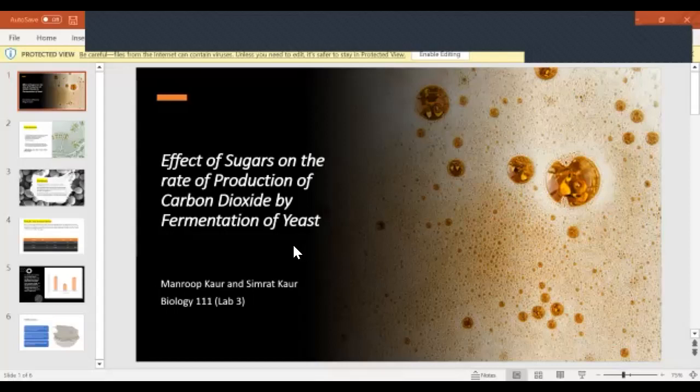Let's move towards our second slide, which is showing the question about our research: what is the effect of different sugars on the rate of anaerobic respiration of yeast, measured by the amount of carbon dioxide produced? Before proceeding further, I just want to ask about this chemical reaction, how glucose reacts with oxygen. My friend Simrat is going to explain a bit of this reaction. Simrat, over to you.